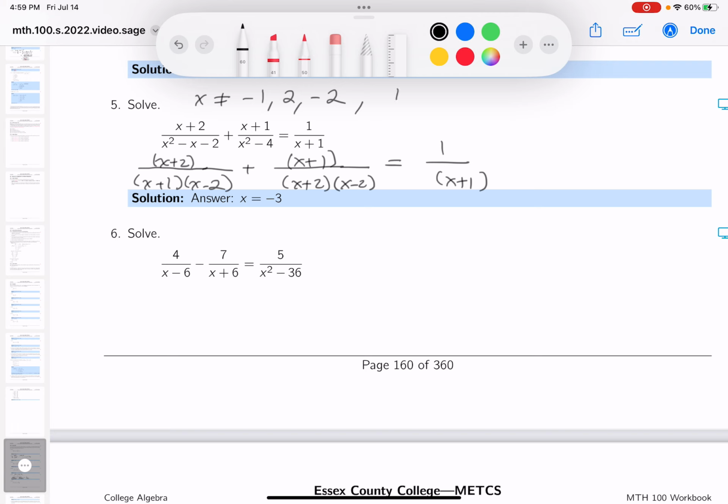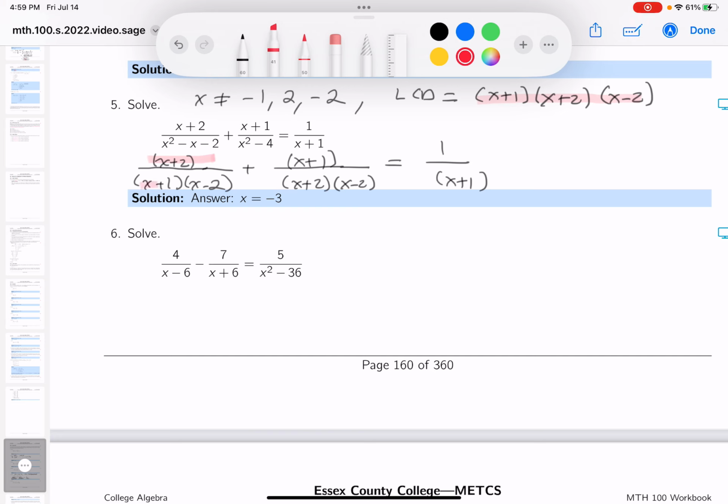The next thing to do is write the LCD down. And what's the LCD? Well, it's going to be x plus 1, x plus 2, and x minus 2. They're the factors I see in the denominator. And each one of those factors at most occurs once in any one of the denominators. What I am going to do now is multiply every term by that LCD. Again, this is the LCD.